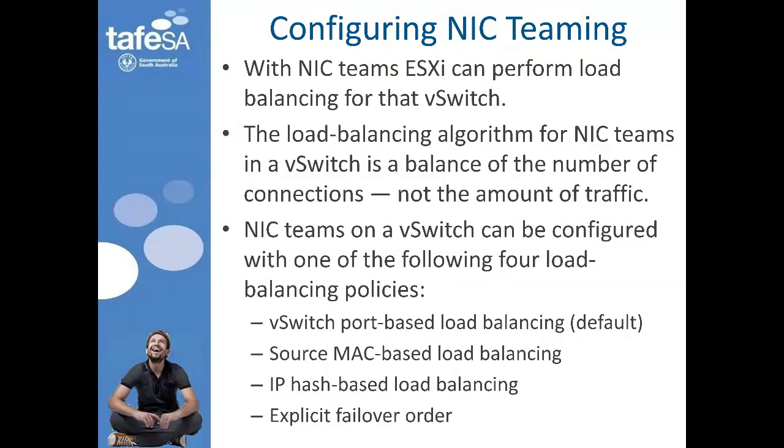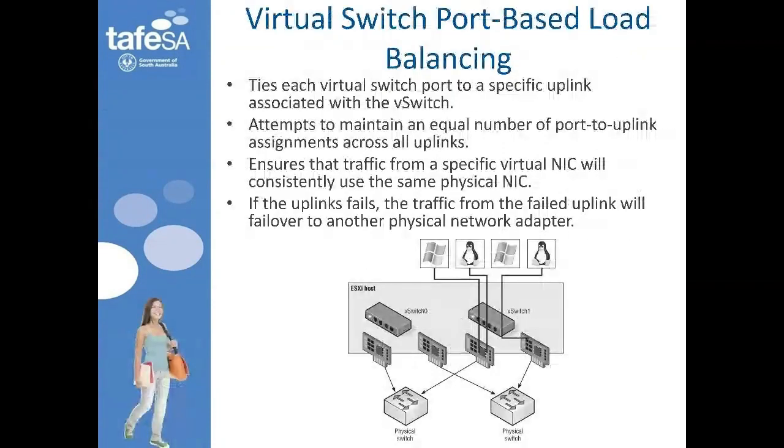NIC teaming on a virtual switch can be configured with one of the following 4 load balancing policies. You can use the vSwitch port-based load balancing, which is the default. You can use the source MAC-based load balancing, IP hash load balancing, or explicit failover order. So let's have a look at this one. The port-based load balancing ties each virtual switch port to a specific uplink. It tries to maintain an equal number of port to uplink assignments across all uplinks. It ensures that traffic from a virtual NIC will consistently use the same physical NIC. If the uplink fails, the traffic from the failed uplink will be failed over to another physical adapter.